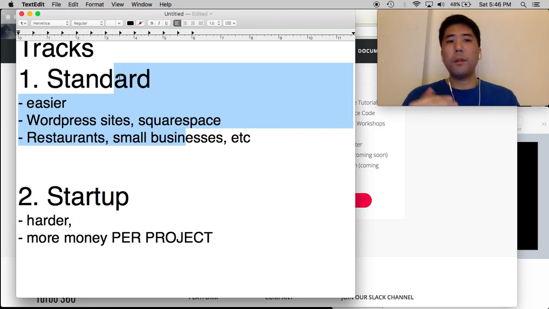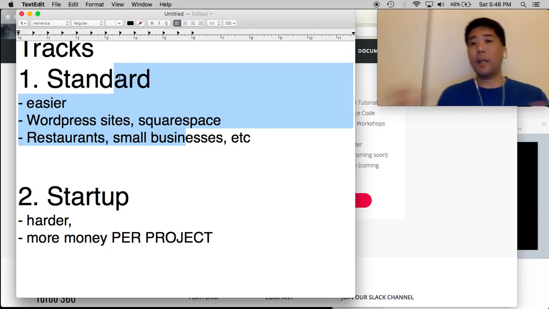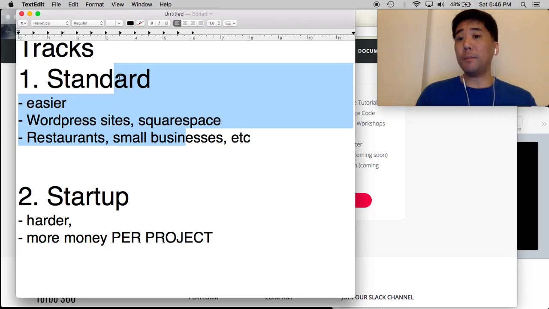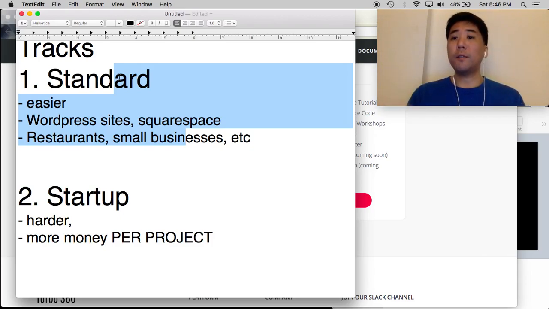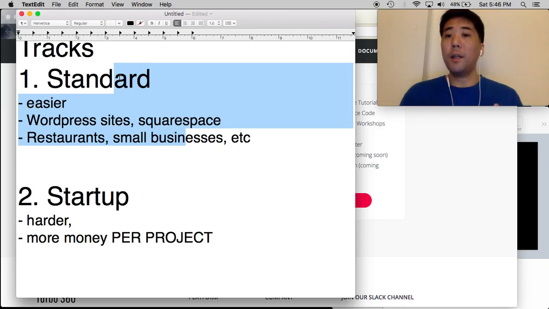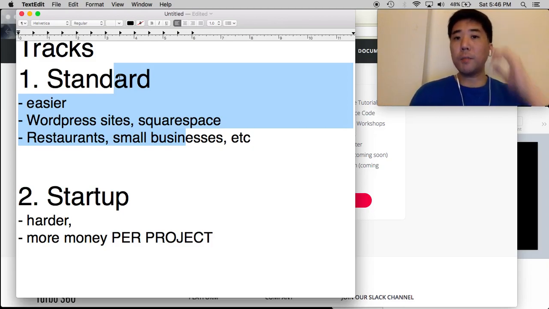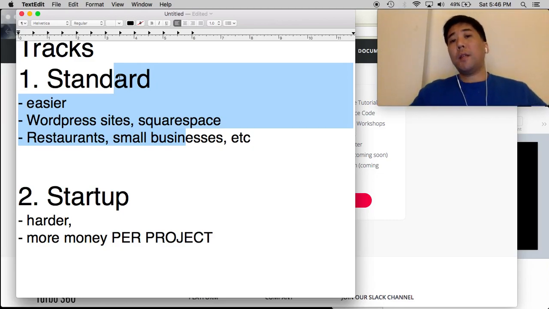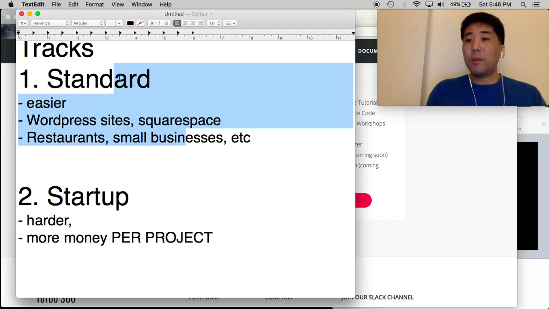But looking back, the way I would approach the standard track is by taking on a bunch of projects and building replicable systems that I can apply to other projects of similar nature. For example, let's say there's a hair salon that opened up and they need a website. I would put together a website for maybe $2,000, pretty cheap, right? Even less, maybe $1,500.